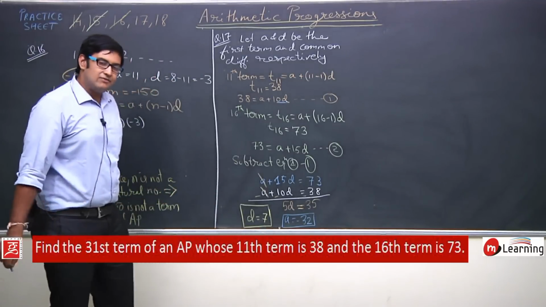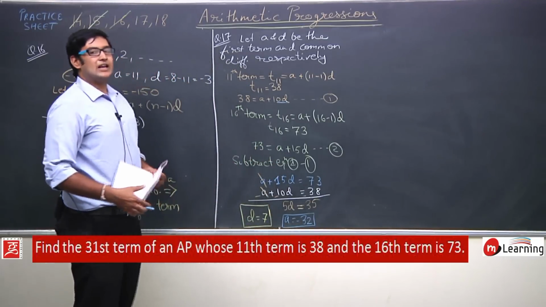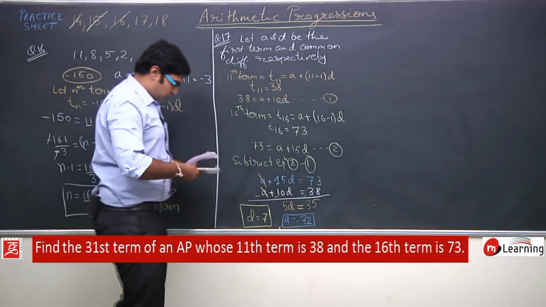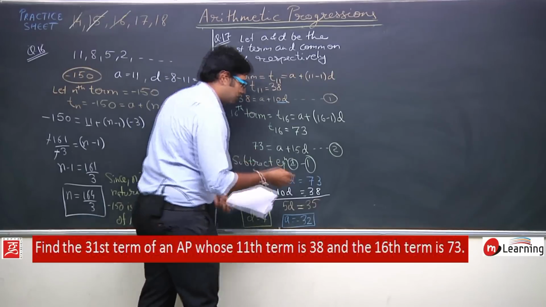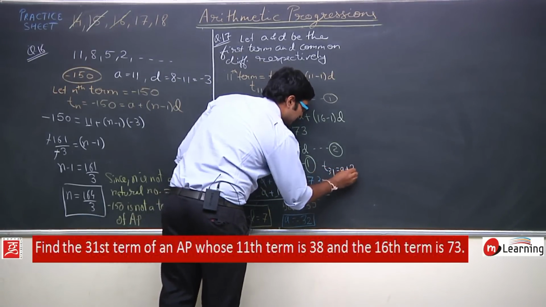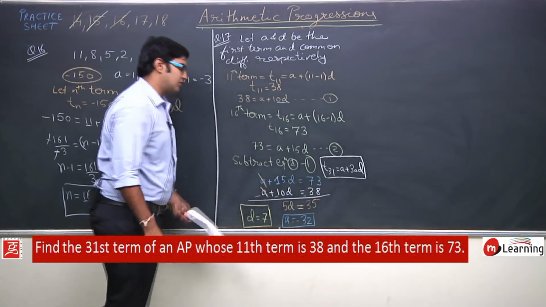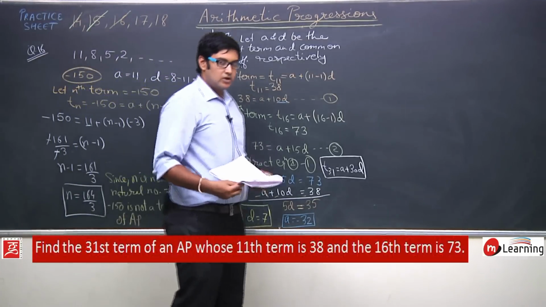Okay, so you have the value of A, you have the value of D, now you can very easily calculate the 31st term. What concept will you use to calculate the 31st term? T31 will be equal to A plus 30D. This is the concept that you need to apply to get the value of the 31st term.